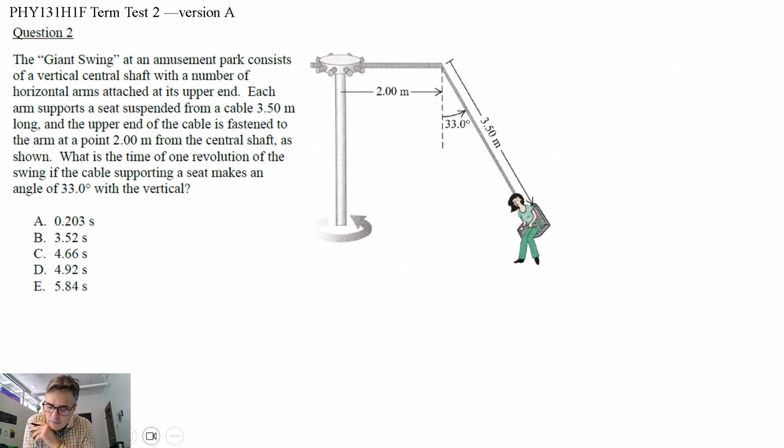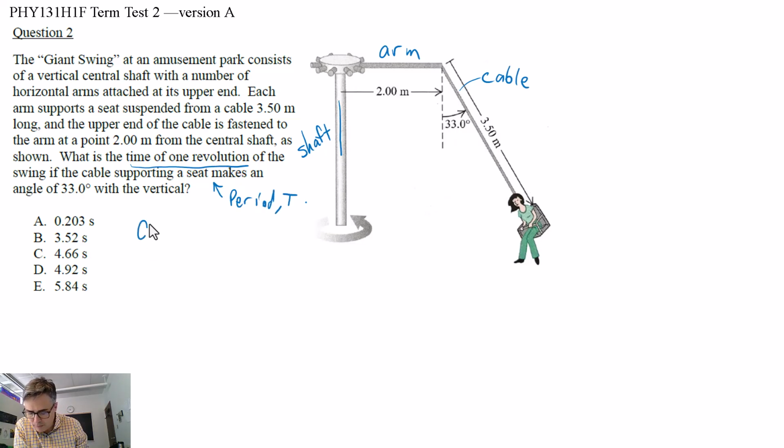Okay. The giant swing at an amusement park consists of a vertical central shaft with a number of horizontal arms attached to its upper end. So this is the shaft, and this is the arm, and then this is the cable. Each arm supports a seat suspended from a cable 3.5 meters long, and the upper end of the cable is fastened to the arm at 0.2 meters from the central shaft as shown. What is the time of one revolution? Time of one revolution being the period T.